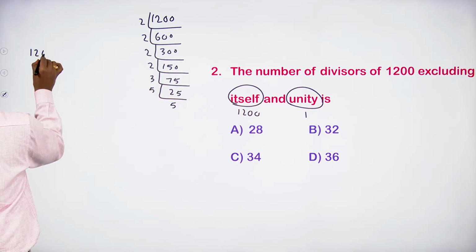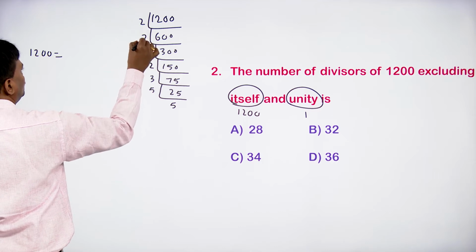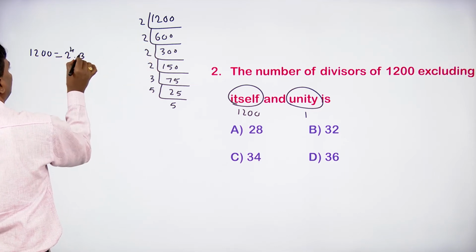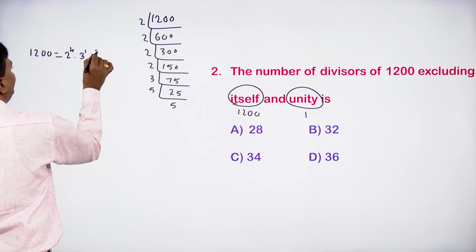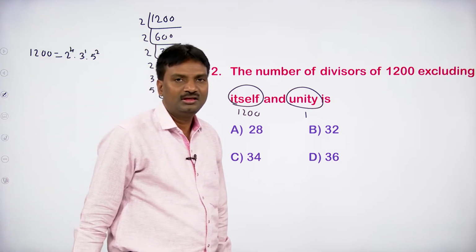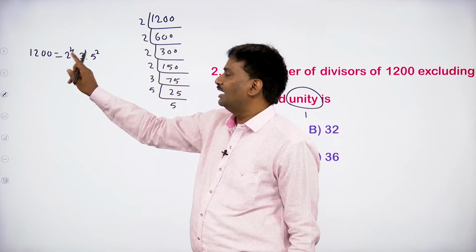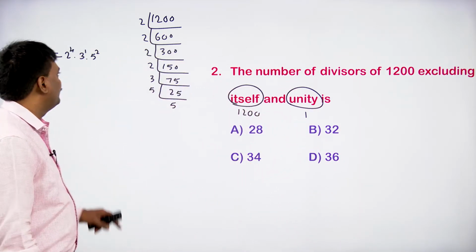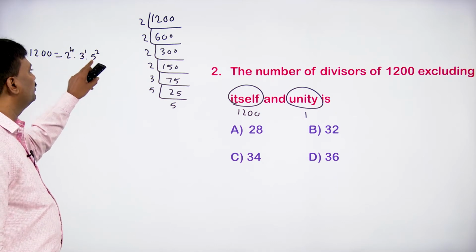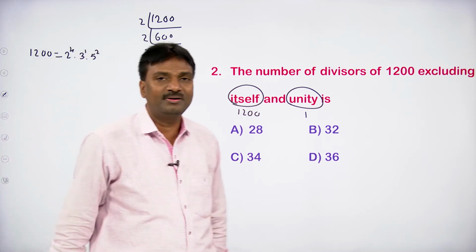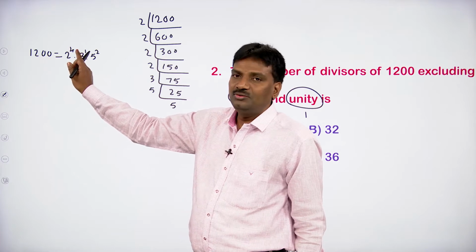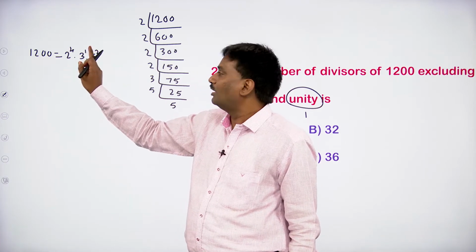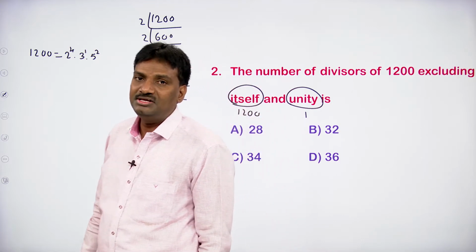So 1200 can be expressed as 2 into 2 into 2 into 2, 2 power 4, into 3 power 1, into 5 into 5, which is 5 square. So 1200 can be written as 2 power 4 into 3 power 1 into 5 square. Now this is in the form of p1 power alpha 1 into p2 power alpha 2 into p3 power alpha 3, where alpha 1 equal to 4, alpha 2 equal to 1 and alpha 3 equal to 2.